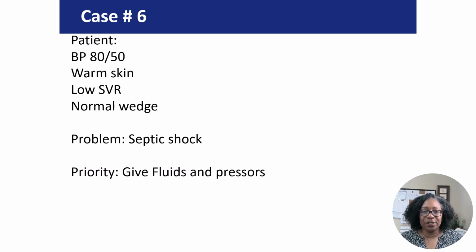All righty, last patient. Patient has a blood pressure of 80 over 50. They have warm skin. They have a low SVR, so they have a low systemic vascular resistance. So your mind should be thinking vasodilation. And they have a normal wedge. So they don't have heart failure and they don't have fluid overload. So warm skin, vasodilation because of the low SVR, you're thinking, man, sepsis. So you're going to anticipate giving the patient fluids and some pressors to increase that blood pressure and that cardiac output.